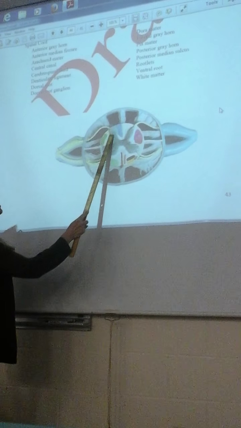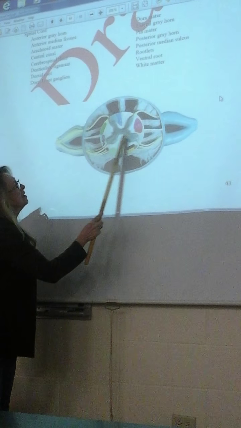All right, so what we're going to do is start with our gray matter. Do you see the gray matter in the spinal cord? Does it look like a butterfly to you? But they don't call it wings, they call it horns. They call them gray horns. So do I have some posterior gray horns? Where are they? At the top, these two, aren't they? These are posterior gray horns. So what do these have to be? Anterior gray horns.